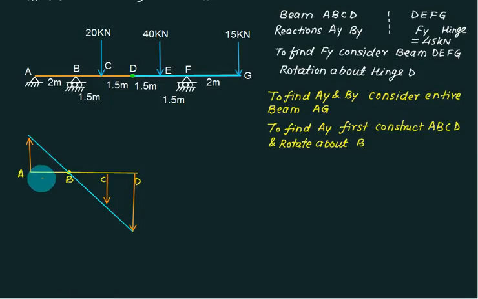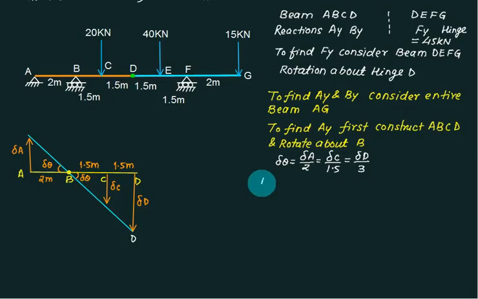So first of all, this distance is 2 meter. This angular displacement is del theta. This angular displacement is opposite, also equal to del theta. Del theta is clear? Now, first of all, I will write down del theta. So del theta equals del A divided by 2, del C divided by 1.5, del D divided by 3.